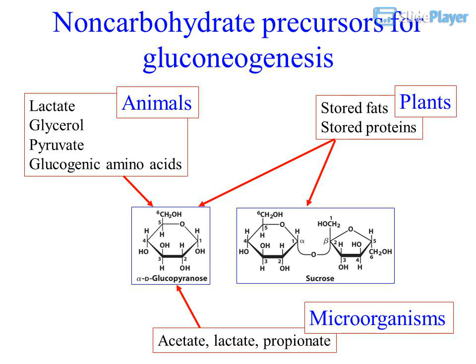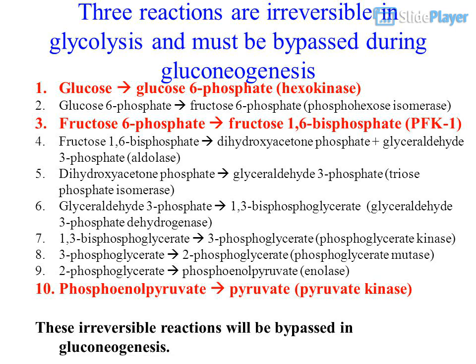Animals. Plants. Lactate. Glycerol. Pyruvate. Glucogenic amino acids. Stored fats. Stored proteins. Microorganisms. Acetate, lactate, propionate. 3 reactions are irreversible in glycolysis and must be bypassed during gluconeogenesis.